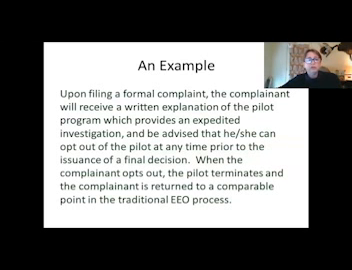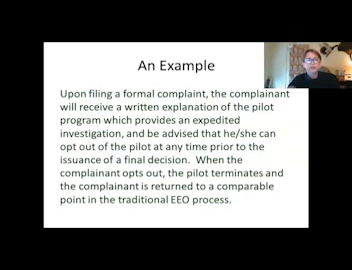One example, and just a caveat, this is sort of the legalese that runs by on commercials that you can never understand because it goes by so fast: any of the examples we're using today would not necessarily be approved if you submitted them. We're just using them as examples. This example is: upon filing a formal complaint, the complainant will receive a written explanation of the pilot program, which provides an expedited investigation, and be advised that he or she can opt out of the pilot at any time prior to the issuance of the final agency decision.